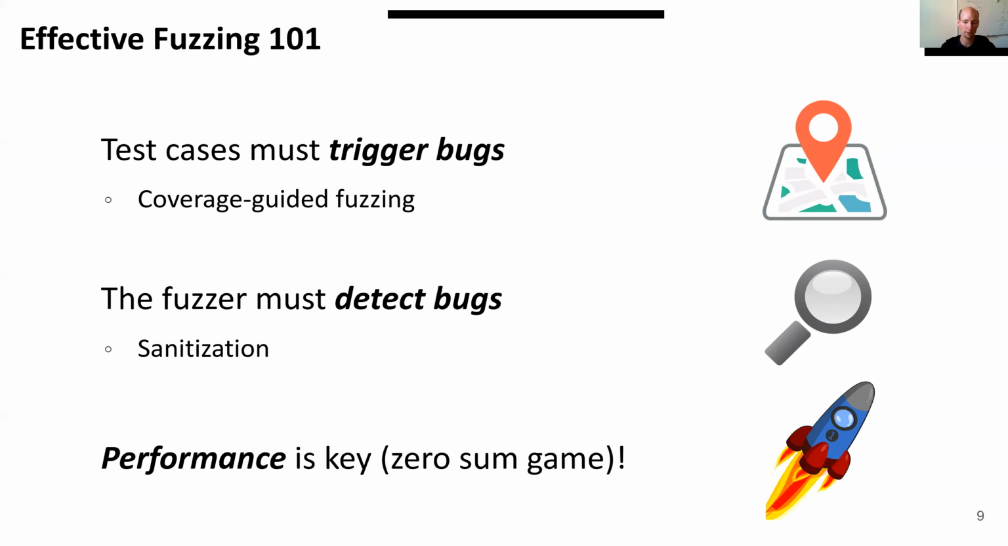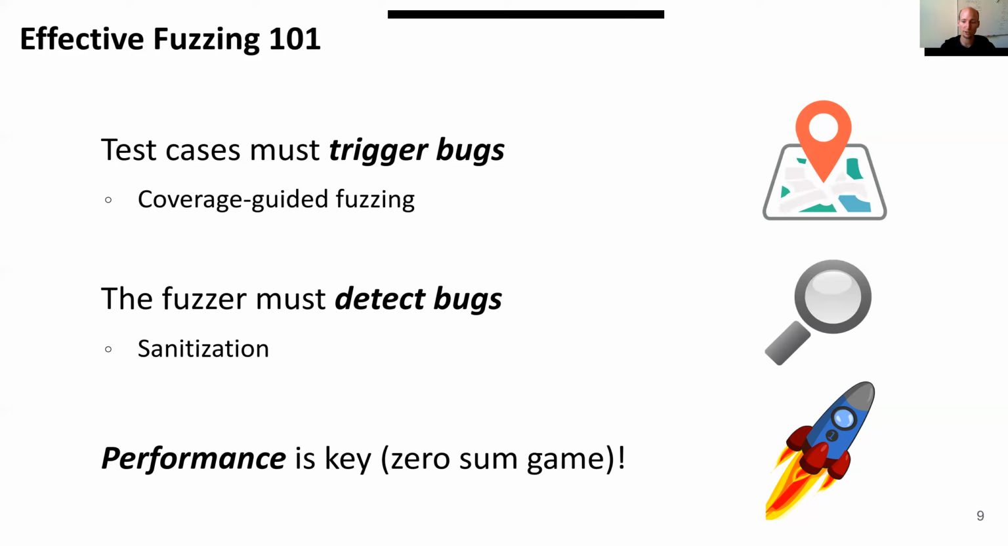Fuzzing is a zero-sum game. Now, we have two optimization criteria here, right? Test cases must trigger bugs, and the fuzzer must be able to detect bugs. We can invest more resources in better coverage feedback, in better input generation. We can invest more resources, more cycles into sanitization to detect more bugs. We can invest more resources into mutation. We can invest more resources into execution. We can invest more resources into whatever.